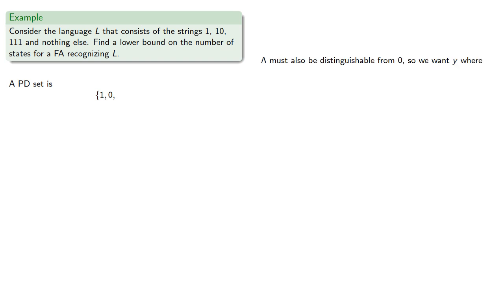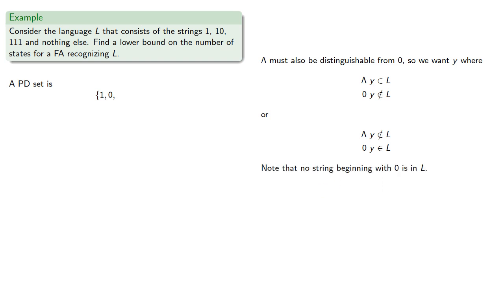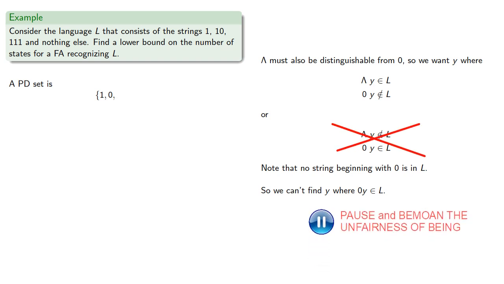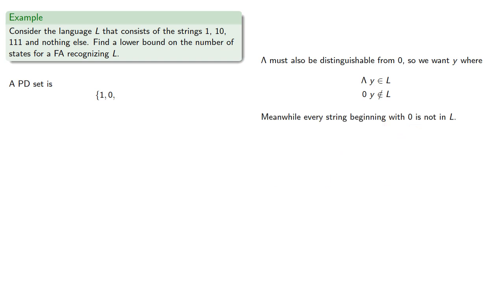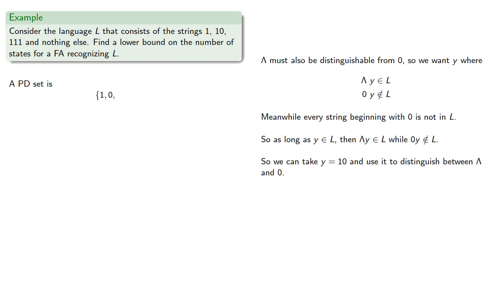Now, lambda must also be distinguishable from 0, so we want some string y where lambda y is in L, but 0y is not in L, or lambda y is not in L, but 0y is. And note that no string beginning with 0 is in L, so we can't find a y where 0y is in L. So this second case is not a possibility. Meanwhile, every string beginning with 0 is not in L. So as long as y is in L, then lambda y will be in L, while 0y is not in L. And so after a little thought, we can take y equals 1, 0, and use it to distinguish between lambda and 0. So lambda is pairwise distinguishable from our current list of elements.